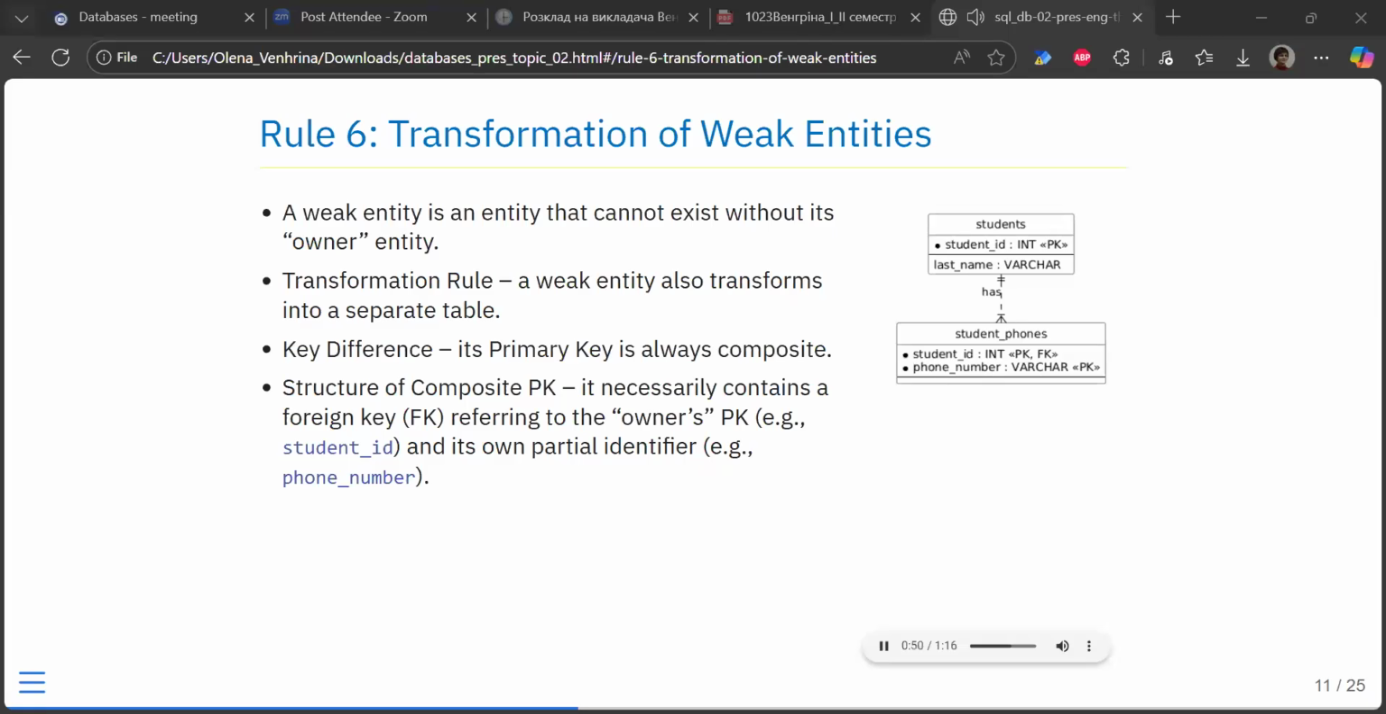First, it is a foreign key, student ID, referring to the owner students table. Second, it is its own partial identifier, in our case the phone_number itself. Thus, row uniqueness is guaranteed by the combination student ID plus phone_number. This is logically correct since a phone number is unique only within a specific student. This structure also guarantees that a phone record cannot exist without a link to an existing student.